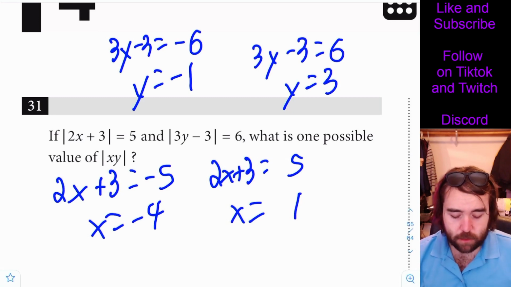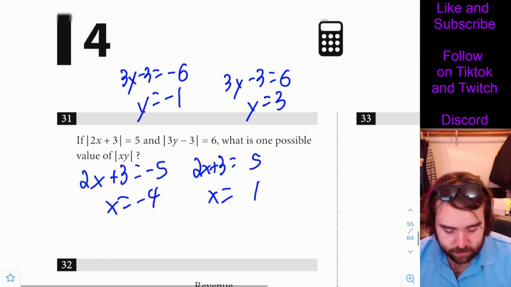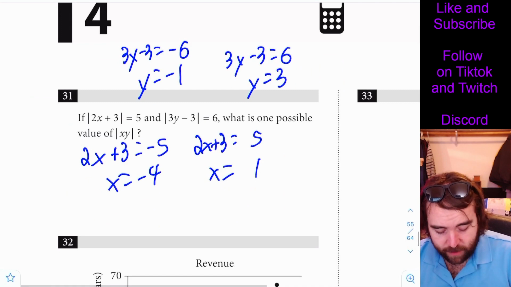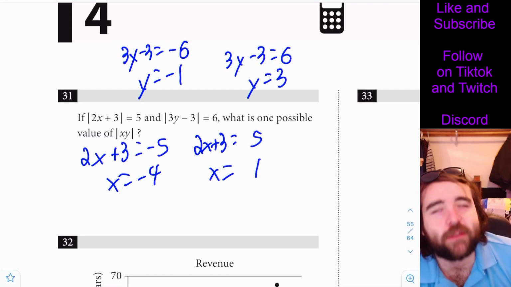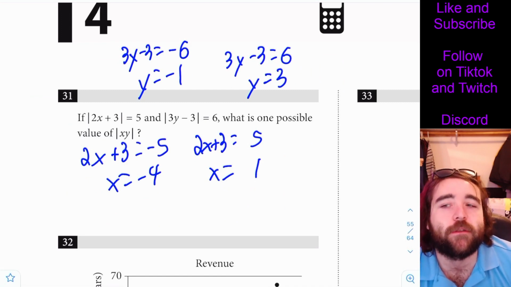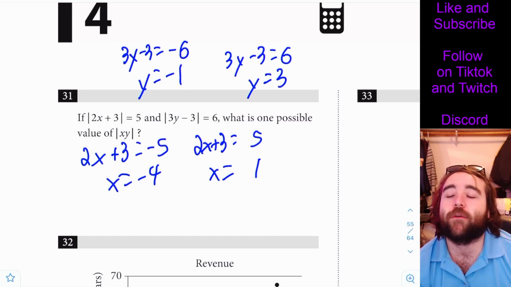Okay. So what are all the different possibilities? Well, we've got... Oh, we only need one of them, right? So this is not a multiple choice. This is a free response. So you can just pick whichever ones you want.